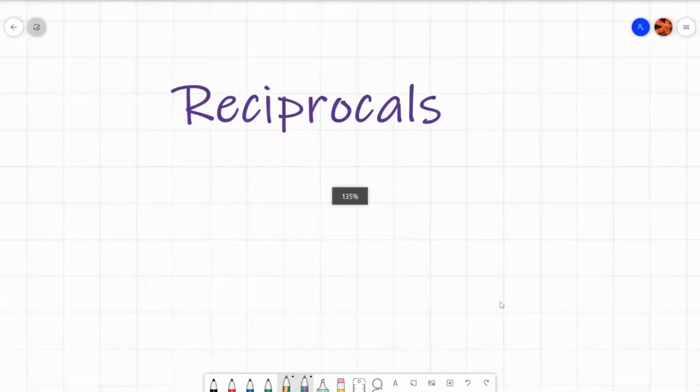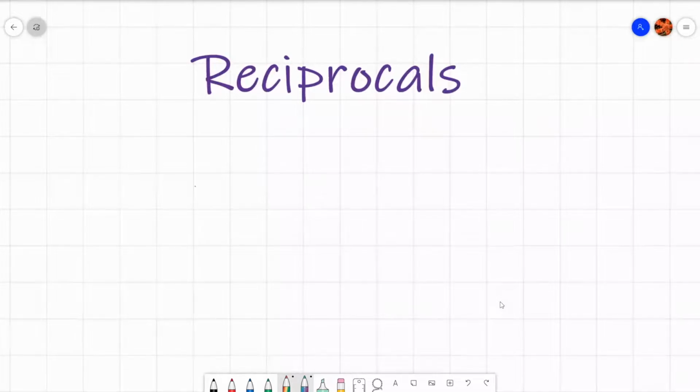Hello everyone. In today's lesson, we will be looking at reciprocals. We're going to be looking at what reciprocals are and how to find them. Okay, let's have a look at our first example. I'm going to use the number 8.